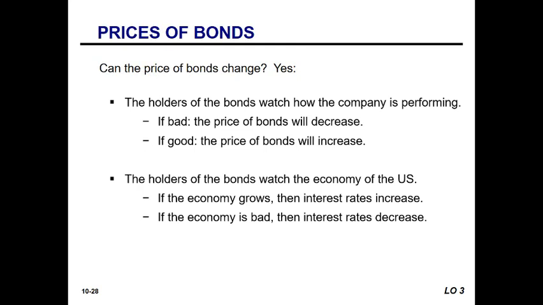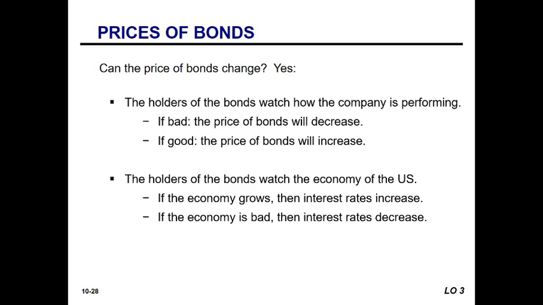Holders of bonds can watch how the company is performing. If they are not happy with how the company is performing, the price of the bonds will decrease. If it's good, the price of the bonds will increase. This is because if a holder of a bond is not happy with an organization or how the company is performing, they may sell their bond, put it into the market to be sold. You'll learn in your basic economics classes that there's a supply and a demand that drives prices. That's how this works.